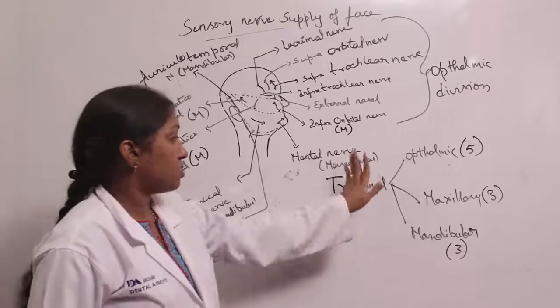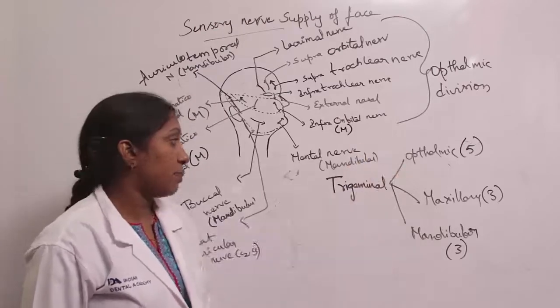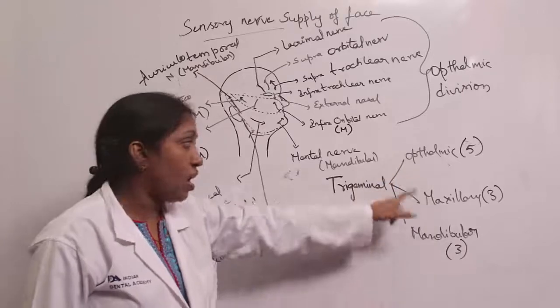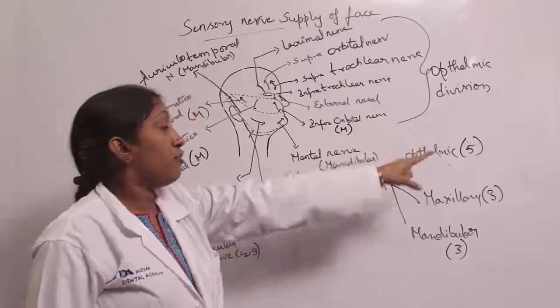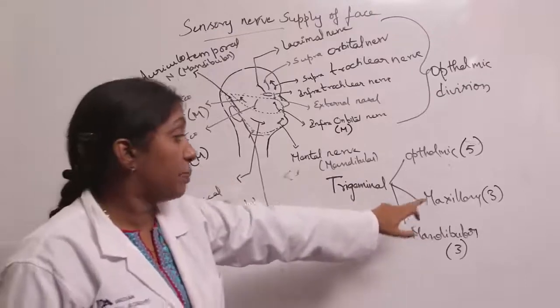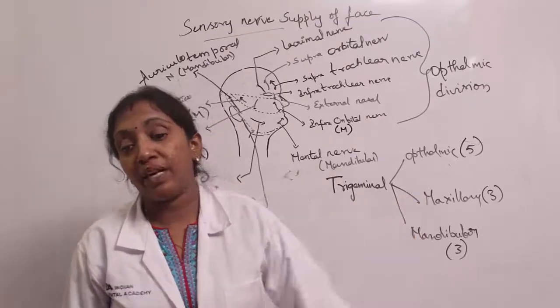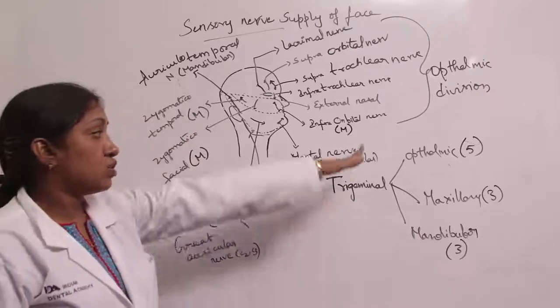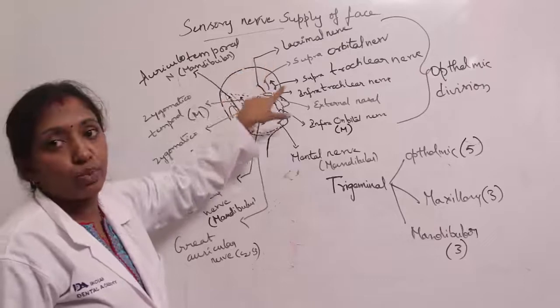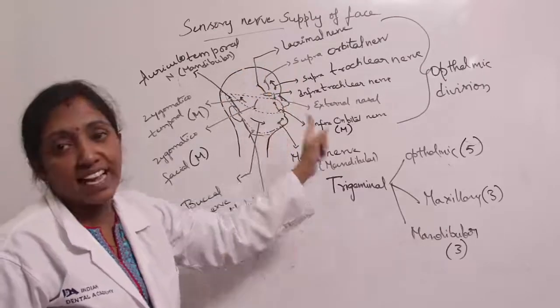Coming to the trigeminal nerve sensory supply, the trigeminal nerve consists of 3 divisions: ophthalmic, maxillary and mandibular. From the ophthalmic division, 5 branches supply the face, from the maxillary division, 3 branches supply the face, and from the mandibular division, 3 branches supply the face. From the ophthalmic division, we have the lacrimal nerve, supraorbital nerve, supratrochlear nerve, infratrochlear and external nasal nerve.